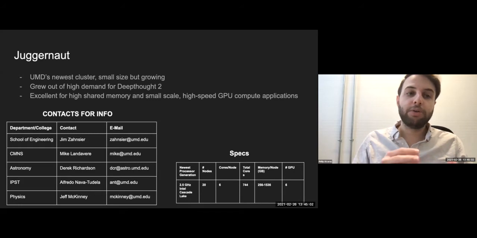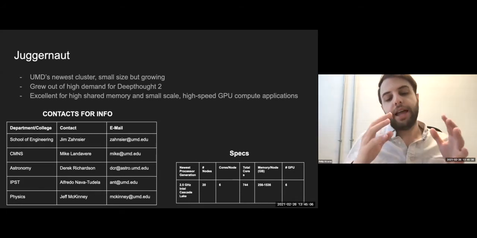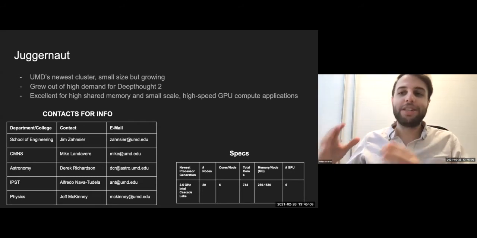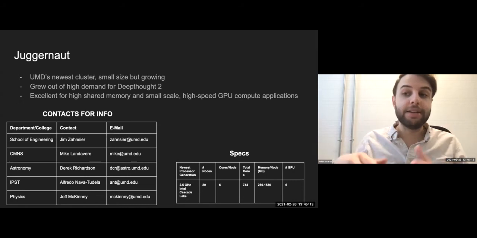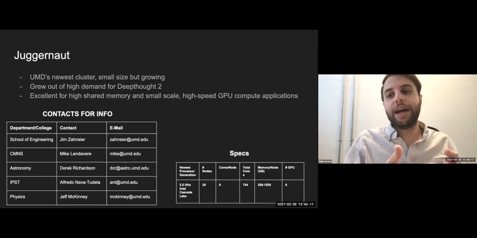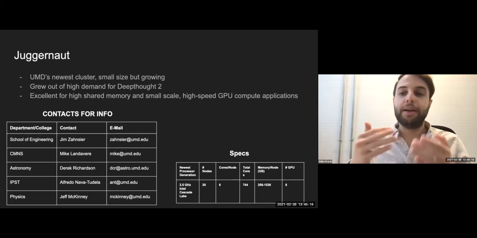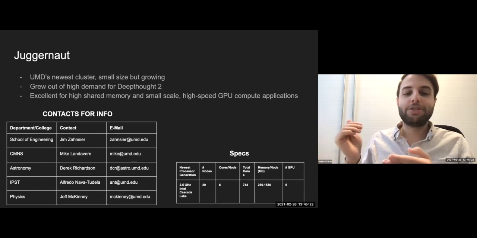So the last cluster that I want to go through is called Juggernaut. Juggernaut is UMD's newest cluster, and it's designed as sort of the prototype for Deep Thought 3. They're testing a lot of stuff on it, but it is open for access to the same set of people that have access to Deep Thought. It actually grew out of the demand for Deep Thought being too high.